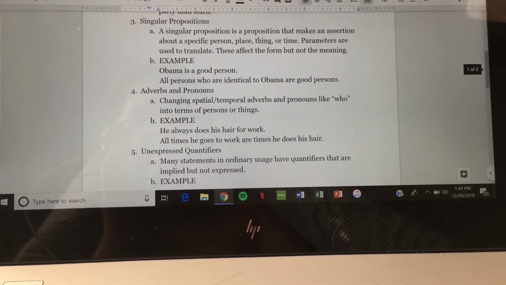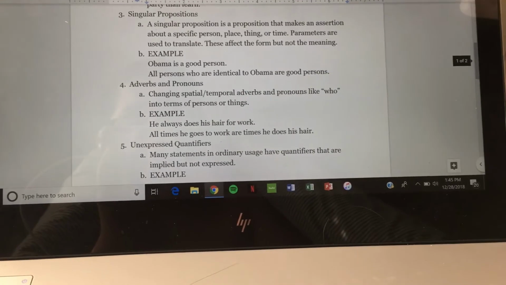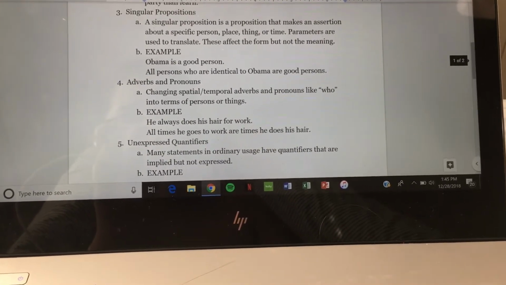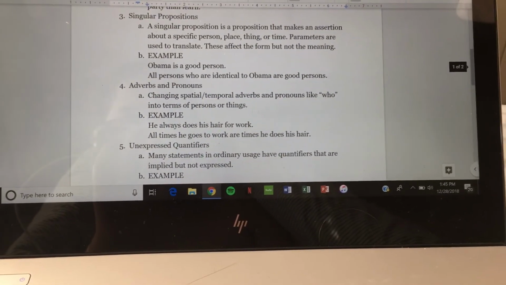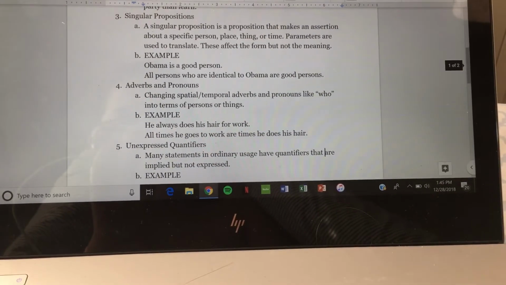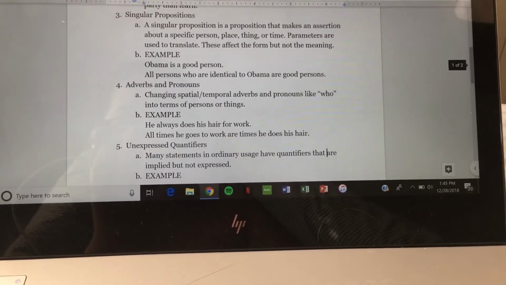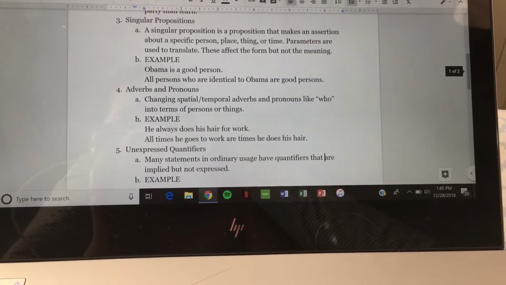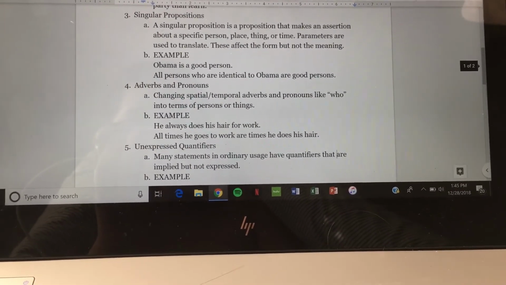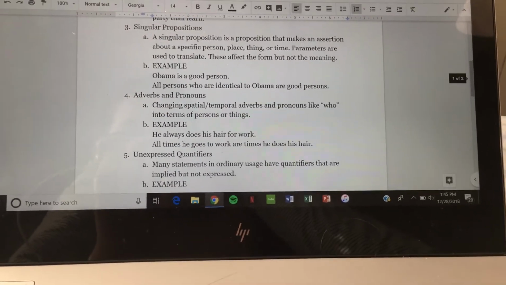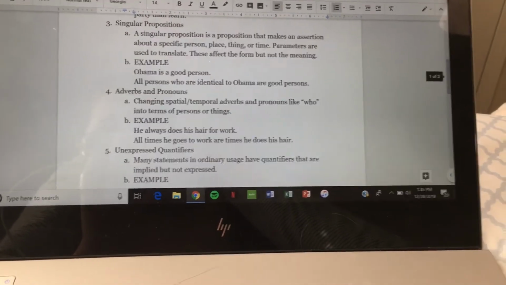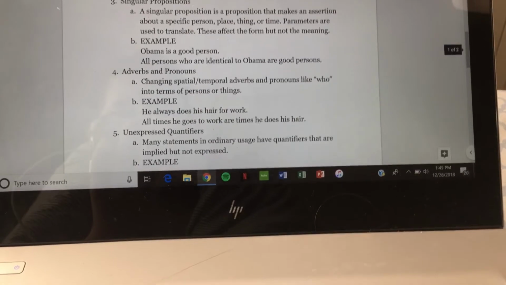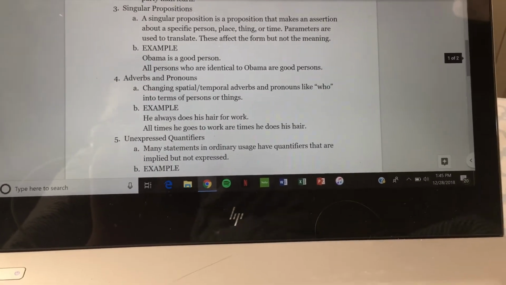Next we have adverbs and pronouns. And so this is changing spatial and temporal adverbs and pronouns like who into terms of person or things. So an example of this is he always does his hair for work. So instead, we're going to write all times he goes to work are times he does his hair. So we take out and sub in the time.